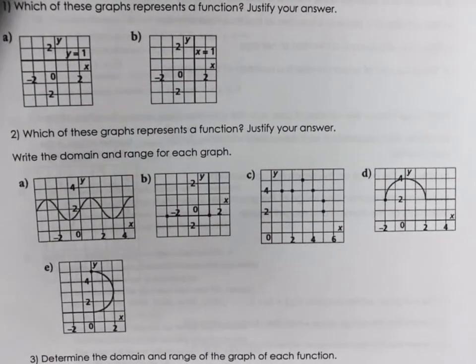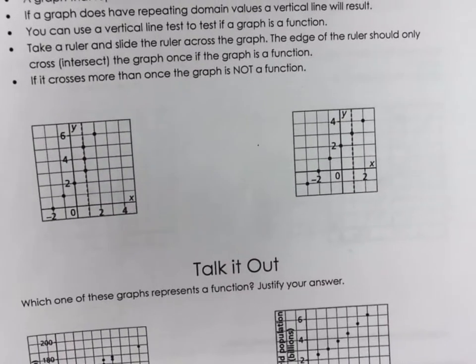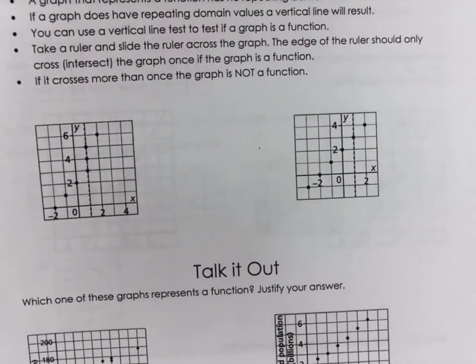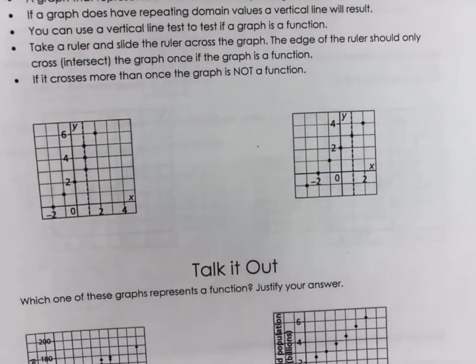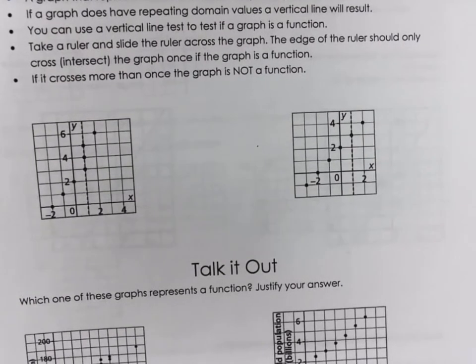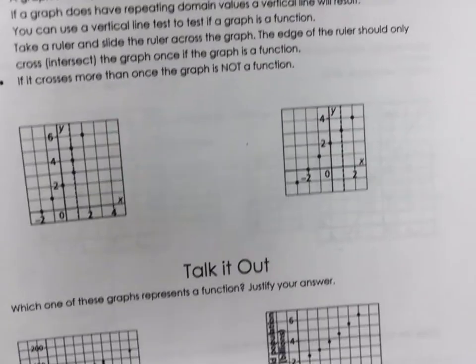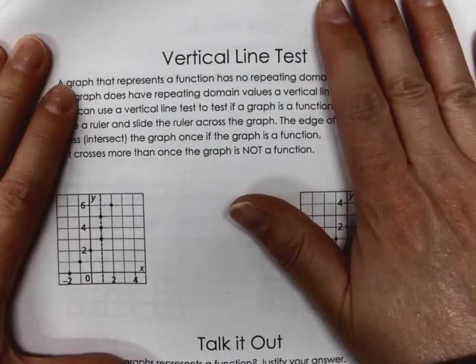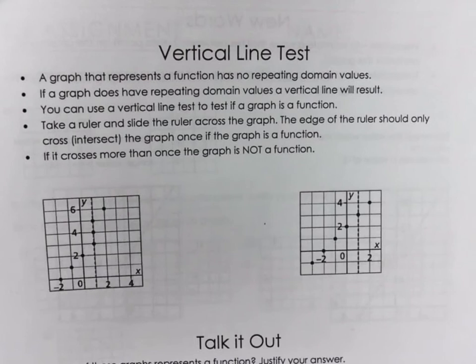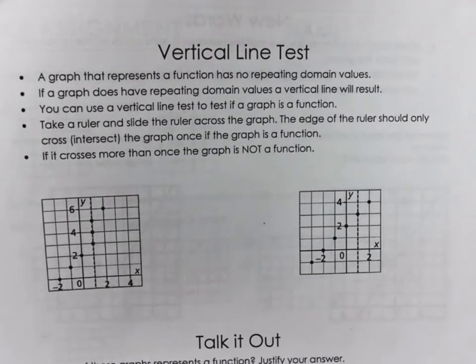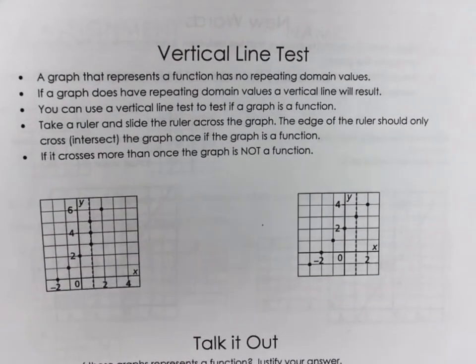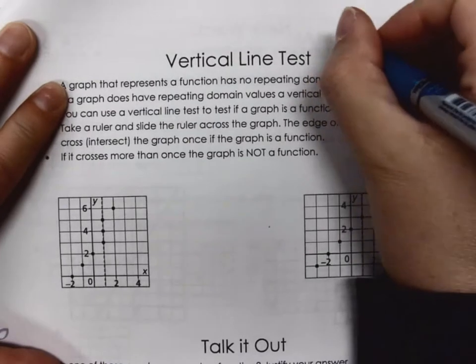Vertical line test. Okay, I got to pick up my pace. I was a little slow on that one, but that's the most important one. So you guys know that it's a function if we have no repeating domain values, right? You know that when you do a table of values, but if you get to have the graph, if you can put a vertical line, you guys know vertical means up, down.